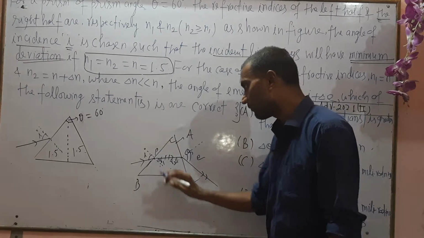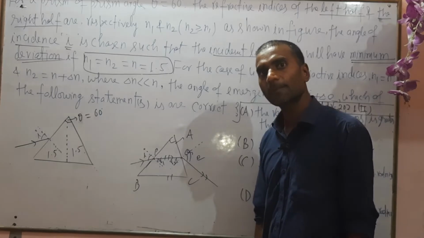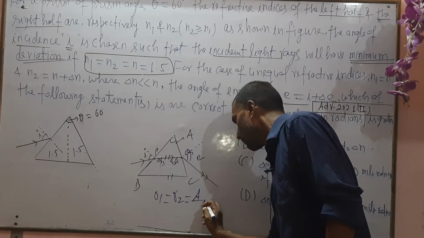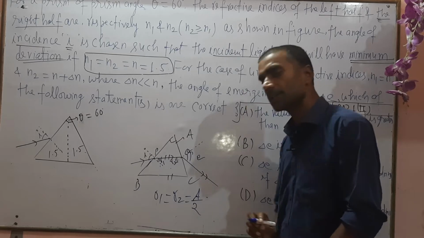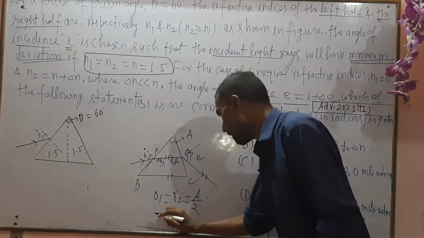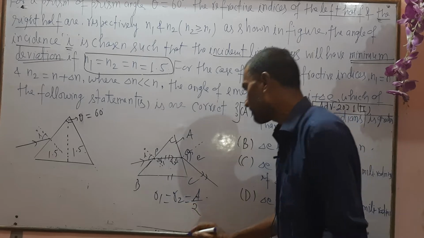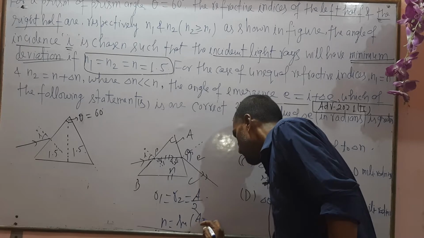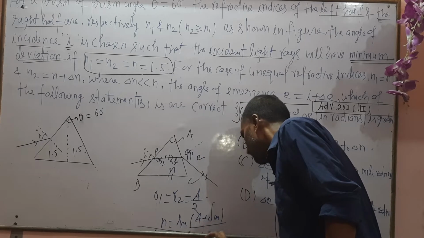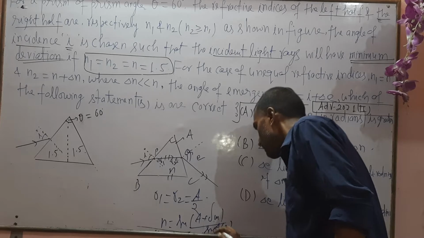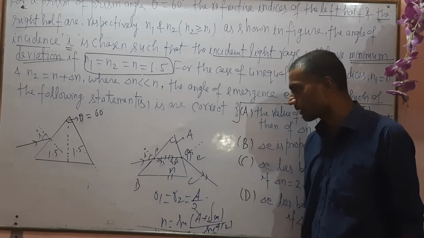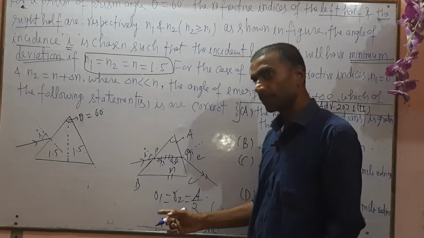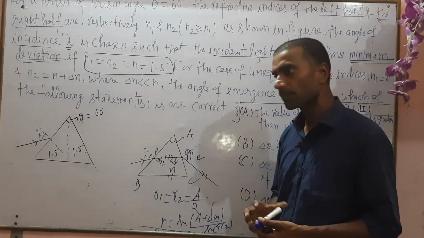So finally, for minimum deviation, what will be the condition of minimum deviation? Then R1 equals R2 equals A/2. This is the condition of minimum deviation. This is the minimum deviation, and the refractive index n equals sine of (A plus delta m)/2 divided by sine of A/2. Delta m is the minimum deviation, A is the angle of the prism, and n is the refractive index of that prism.